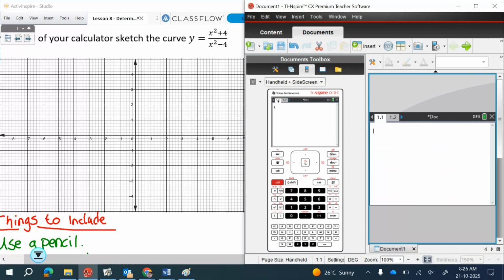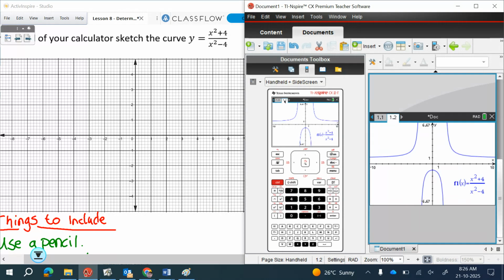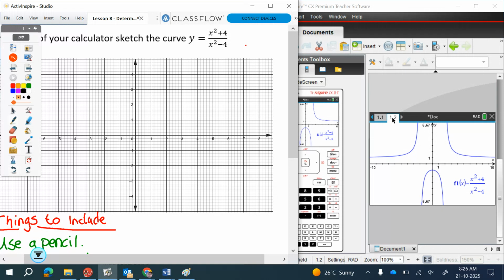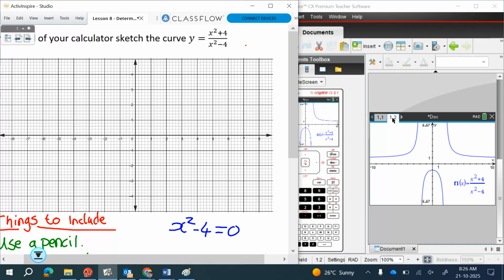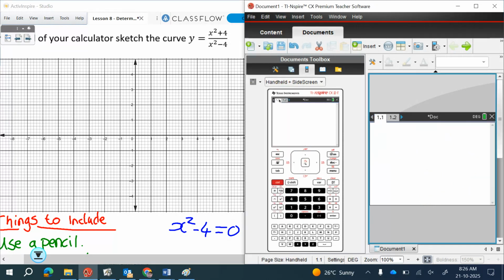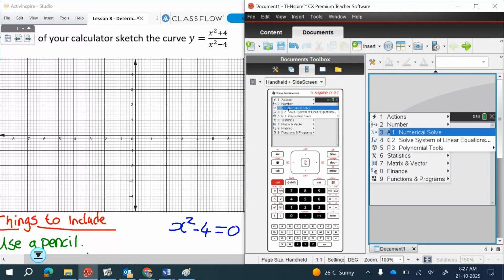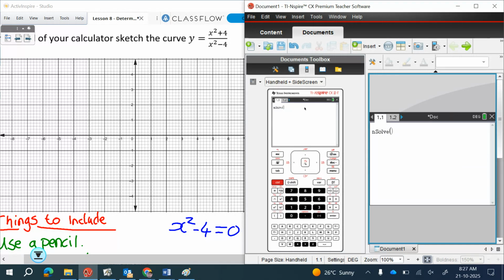If we look at the function, look at the denominator. The denominator is x squared minus 4. We're going to set that equal to 0 and solve it. So this is a polynomial. We'll use the polynomial root solver to solve that one, because there's going to be more than one solution, and nsolve will only give you one of them.